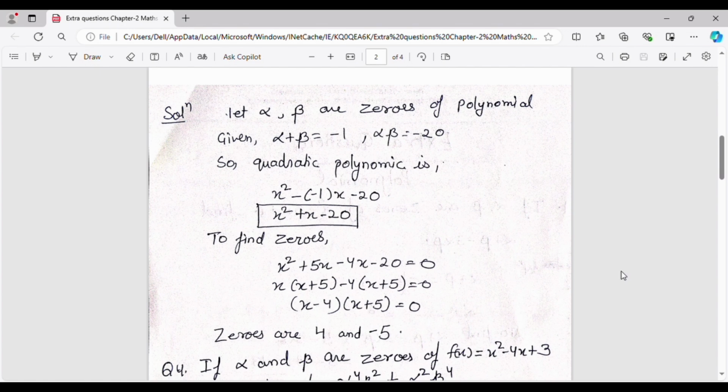To find the zeros, we will use factorization. We will split the middle term. To split, we need two numbers whose product is minus 20 and whose sum is 1. So the numbers would be 5 and minus 4. After factorization, we will get two factors x minus 4 and x plus 5, from which the zeros would be 4 and minus 5.